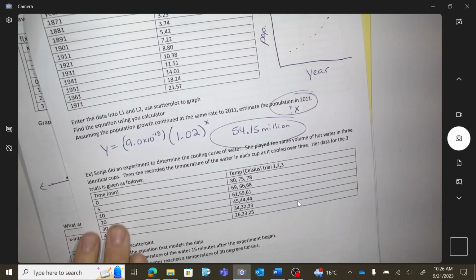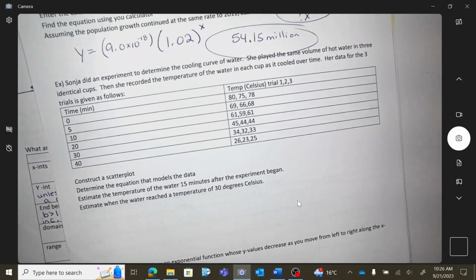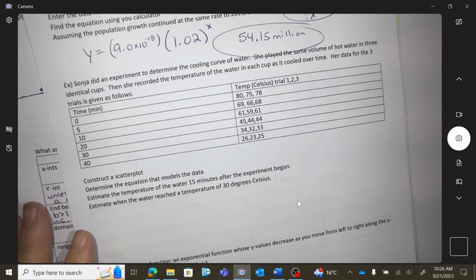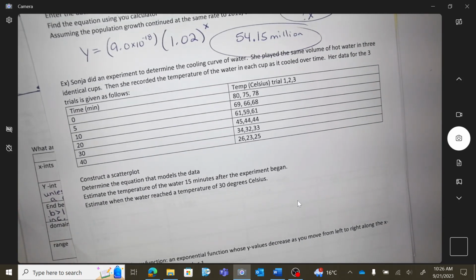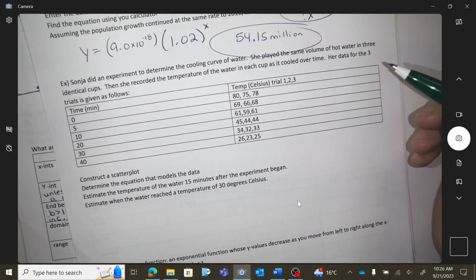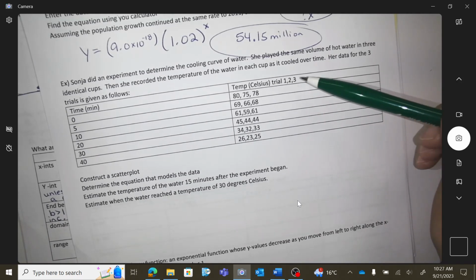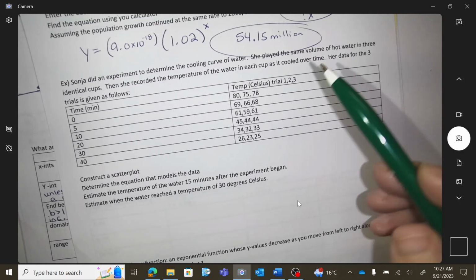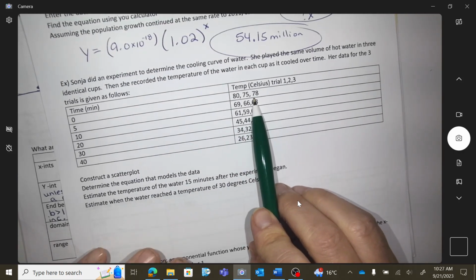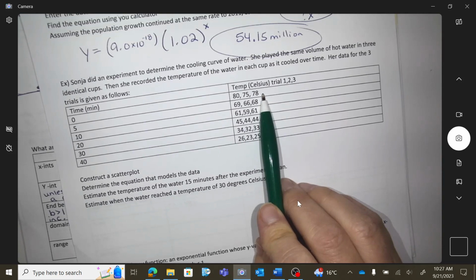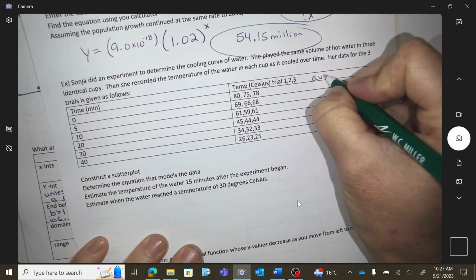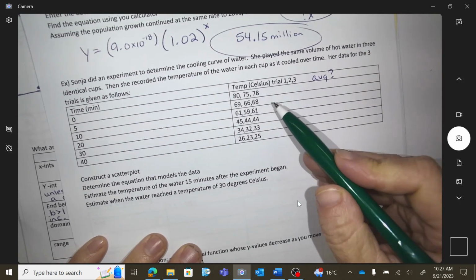Okay, the last question here. Sonia was doing an experiment about the cooling of water. So when you have water and you've boiled it, right, eventually it will just cool down. And this was her experiment of hot water in 3 cups. She recorded the temperature, and here's her data. We obviously can't use 3 digits. So what we're going to do is we're going to find the average. Okay?